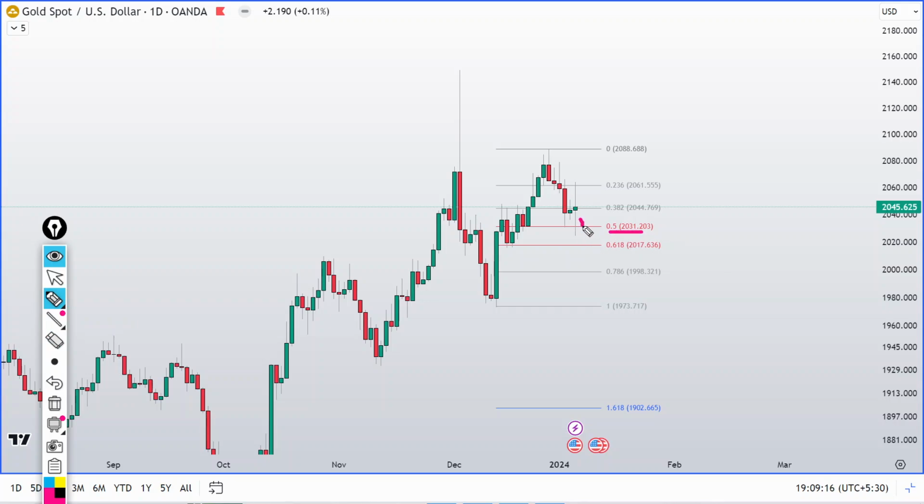If price closes below this, then our major support and the final support for this cycle is 2017 on the Fibonacci cycle. So if price closes below this, then we can look for sell, but above this level I think we had better look for buy opportunities only, because if we draw the Fibonacci, let me show you.